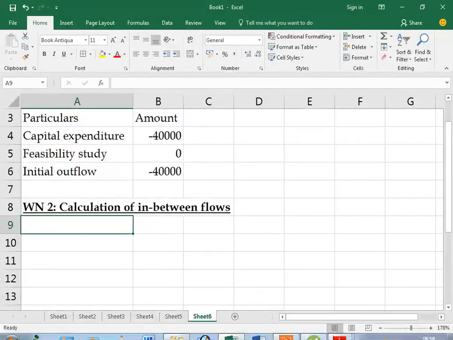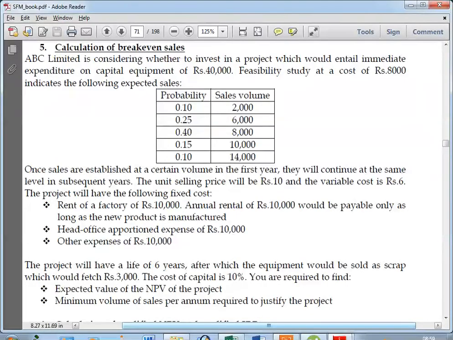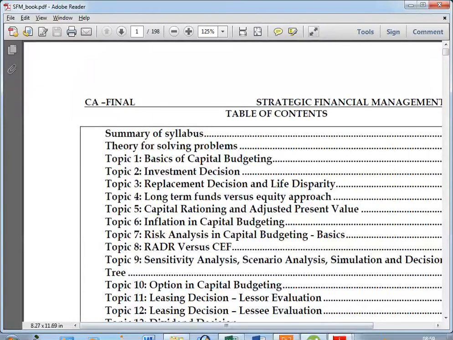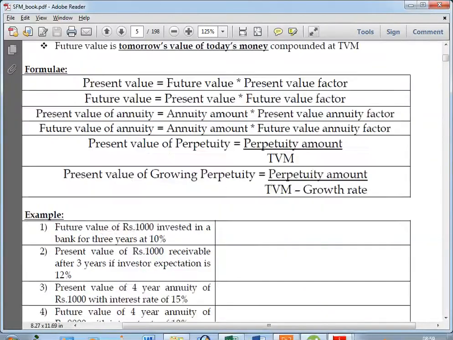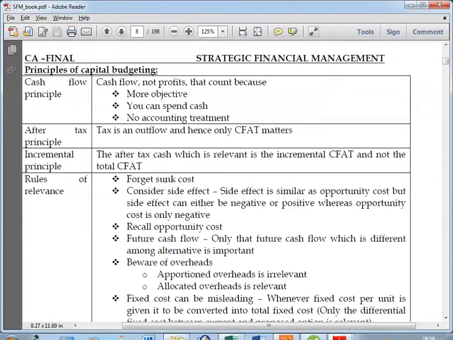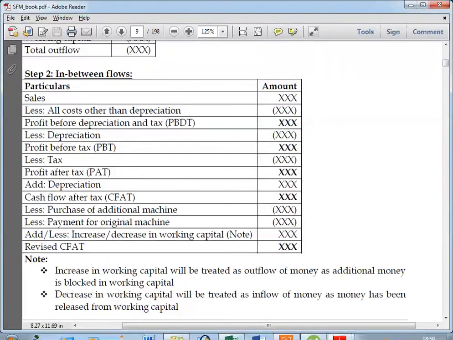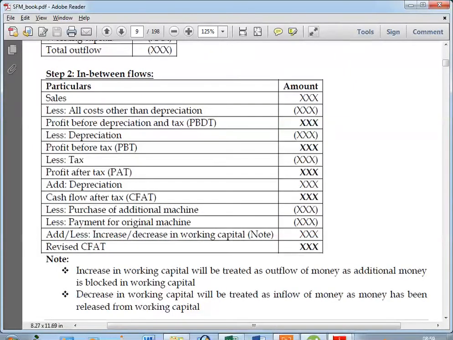Calculation of in-between flows, particulars and amount. Okay, now I'll introduce you to the format of in-between flows also. In-between flows will start with revenues. Let me take you through the format. This is the format we are going to use.